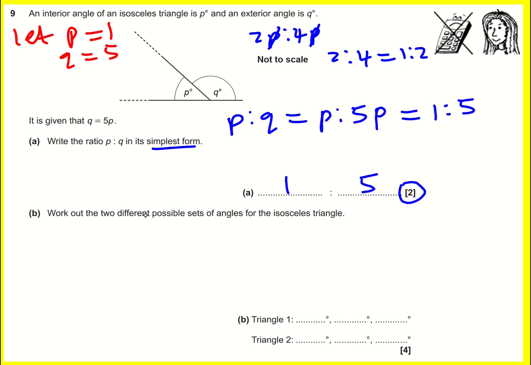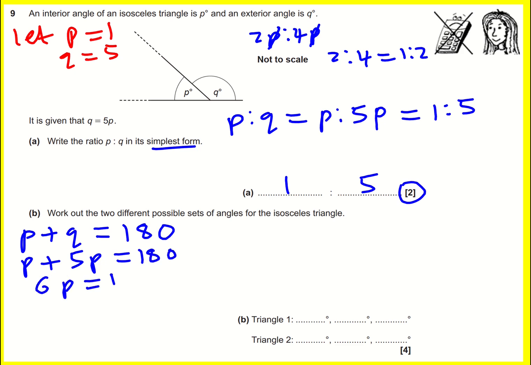We're then asked to work out the two different possible sets of angles for the isosceles triangle. I've glossed over that so far, but P is an interior angle of an isosceles triangle. Well, step one is let's work out what P is. And we know that when we add P and Q together, they're on a straight line, so it's equal to 180 degrees. This is in fact true for any interior and exterior angle pair on a polygon. They will add to give 180 degrees. In our case, we've got P plus 5P, because that's what Q is equal to, is going to equal 180. So 6P is equal to 180, and therefore P is equal to 30.